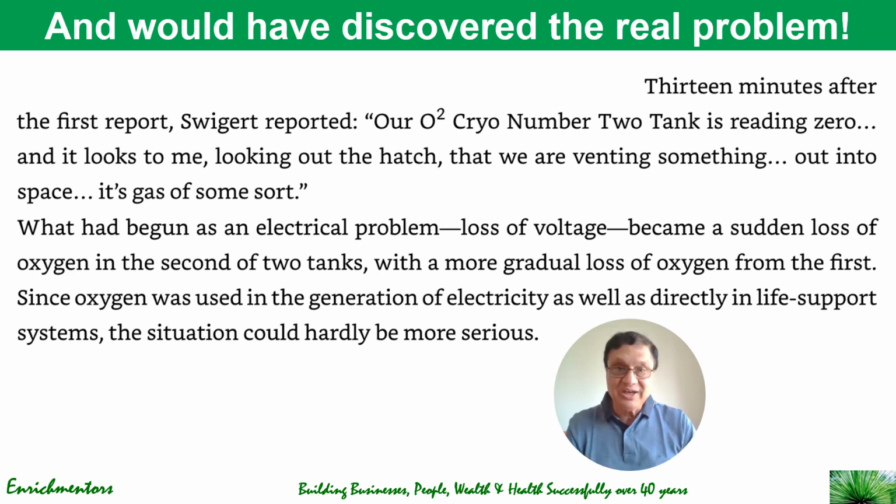If they had done that, and waited some time to do it, they would have discovered the real problem. Only 30 minutes after the first report, they got a report saying our O2 cryo number 2 tank is reading zero, which basically said the number 2 oxygen tank has no pressure. It looks to me, looking through the hatch, that we are venting something out into space, some kind of a gas. So what began as an electrical problem, loss of voltage, suddenly became loss of oxygen in the second of the two tanks, with a more gradual loss of oxygen from tank number 1. Since oxygen was used in the generation of electricity as well as directly in the life support system, the situation was more serious. And we now knew the cause of the loss of electricity was the loss of oxygen. So the problem was really the loss of oxygen from tank number 2 and continued loss from tank number 1.